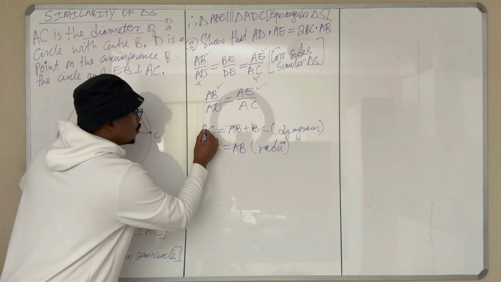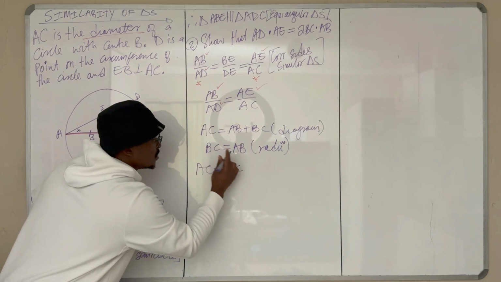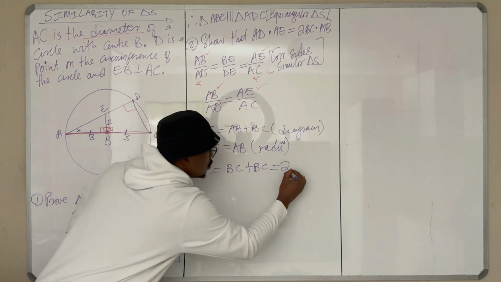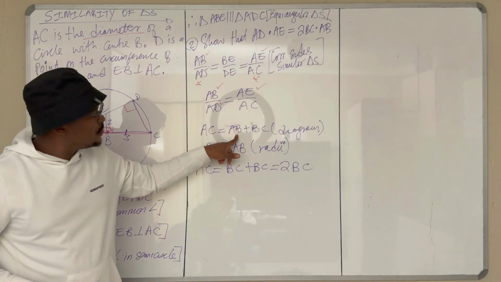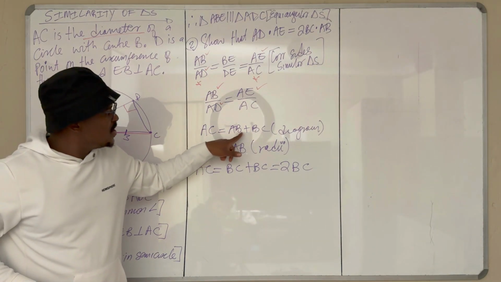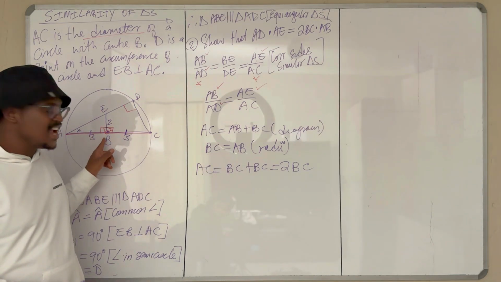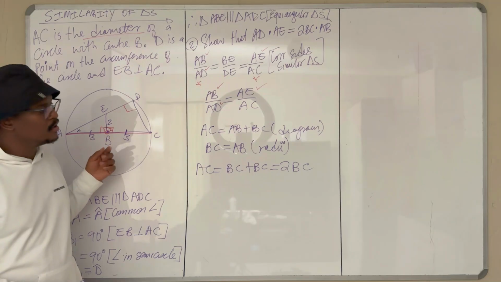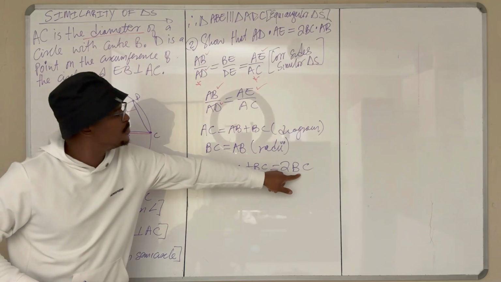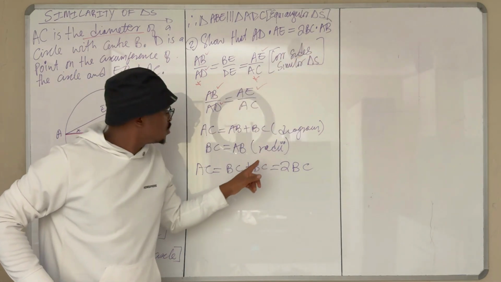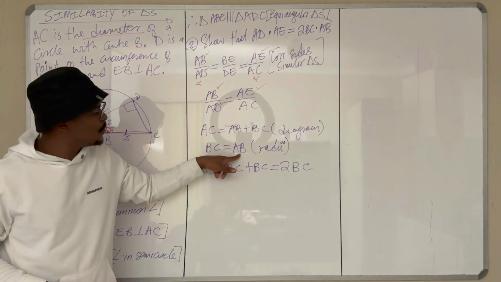So which means your AC is now equal to what? Your BC in the place of AB plus another BC, which is equal to 2BC. I'm not sure if you're happy with this. We're saying AC is equal to AB plus BC, but AB and BC are equal because they are both radii. Because B was told to be the center. So you want to express your AC in terms of BC, so AC is equal to BC plus BC.